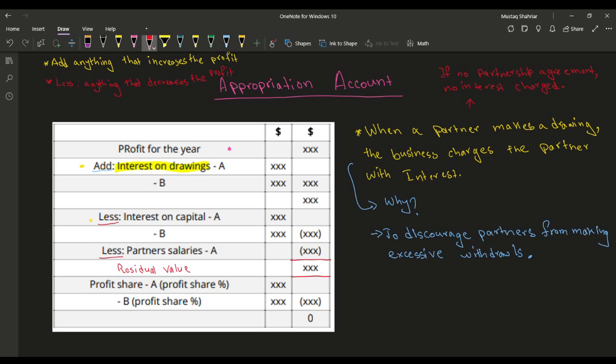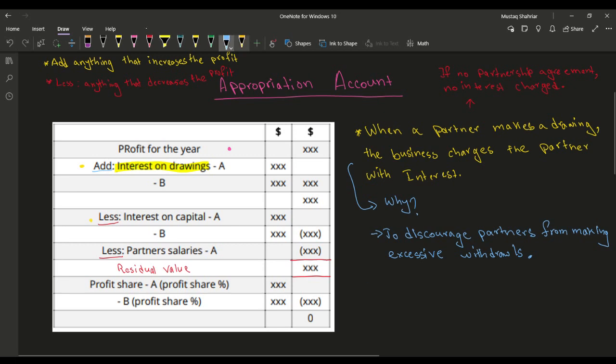And from this, we basically find our profit share, and that will be included in your question. Like, if the partnership is on a 2:3 ratio, then the residual profit is going to be shared between the partners in a 2:3 ratio. Now, I think you might have noticed that there are no drawings in this appropriation account. So you're right, we do not include drawings in our appropriation account.